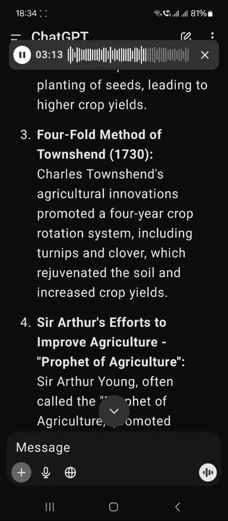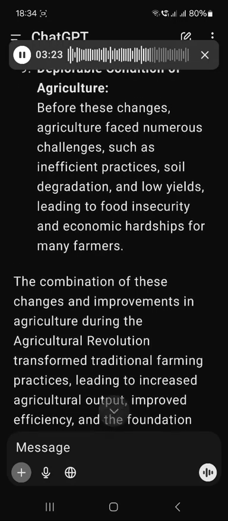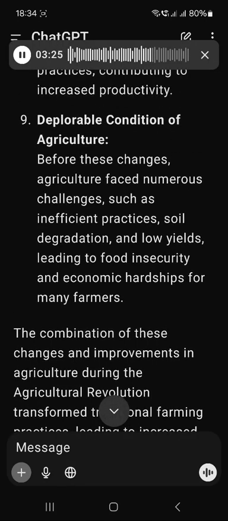Charles Townshend's agricultural innovations promoted a 4-year crop rotation system, including turnips and clover, which rejuvenated the soil and increased crop yields. 4. Sir Arthur's efforts to improve agriculture. Prophet of agriculture. Sir Arthur Young, often called the prophet of agriculture, promoted agricultural improvements through his writings, encouraging knowledge sharing and the adoption of new practices.